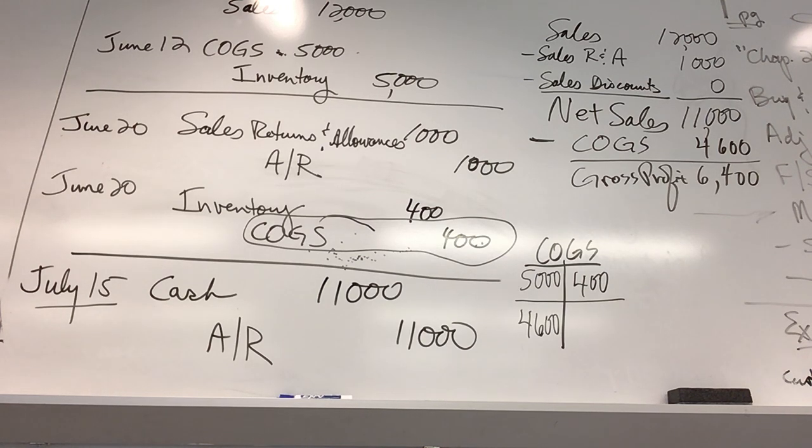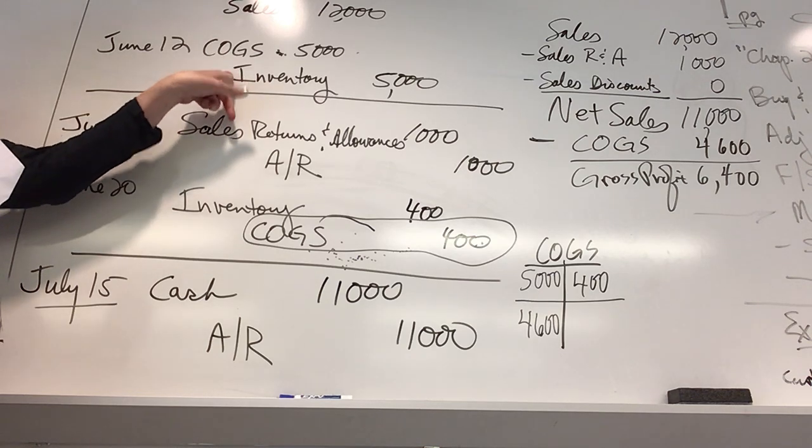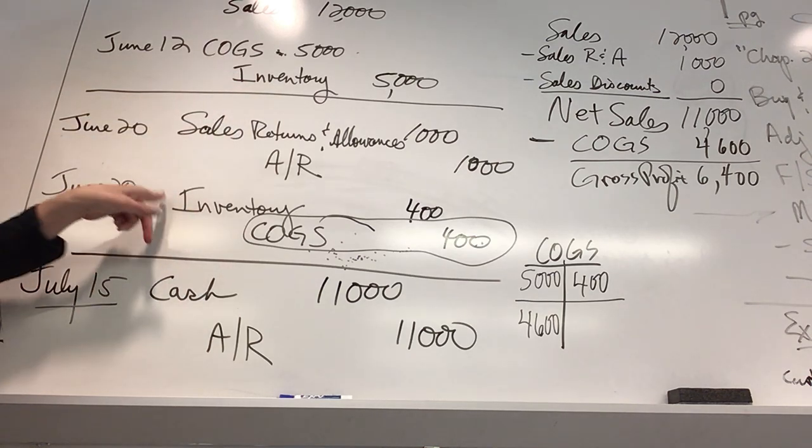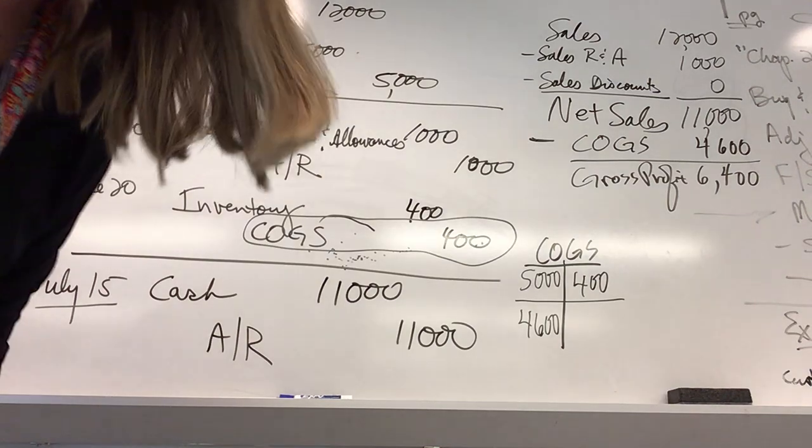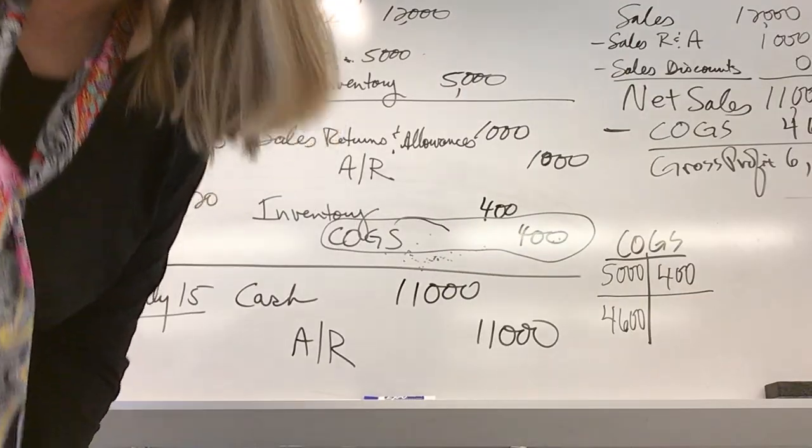So again, if you lose your mind, think about what way the inventory is going, right? We're shipping it to our customer, now they're sending it back to us, it's going to be debited, so think of it that way. Otherwise, the return is just a flip, except don't debit sales, debit sales returns and allowances. Now, I mentioned the other thing we're going to do is a multiple step income statement.